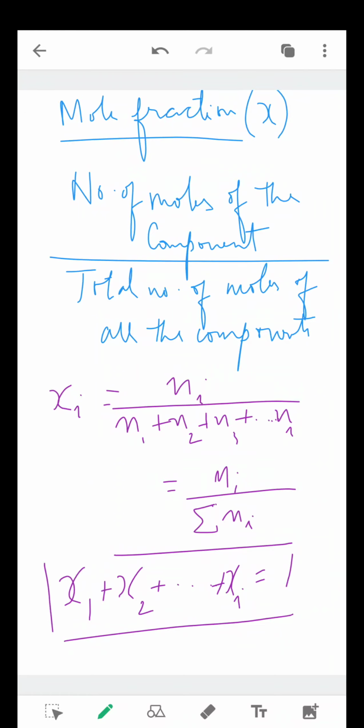Okay, so this was all about the mole fraction. In this chapter we will use this mole fraction very frequently. This mole fraction unit is very useful in relating some physical properties of the solution, for example the vapor pressure with the concentration of the solution. It is also useful in describing calculations involving gas mixtures.